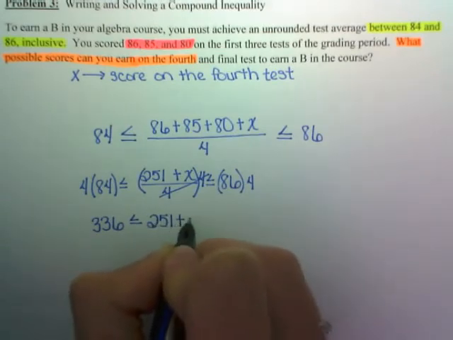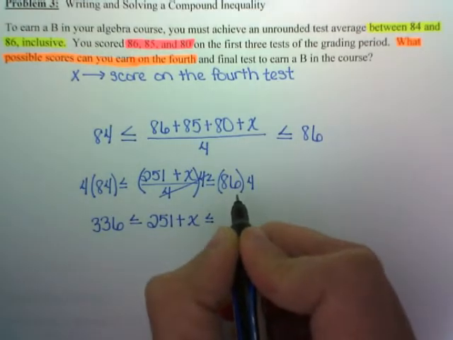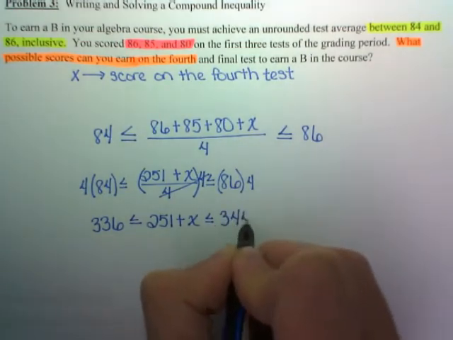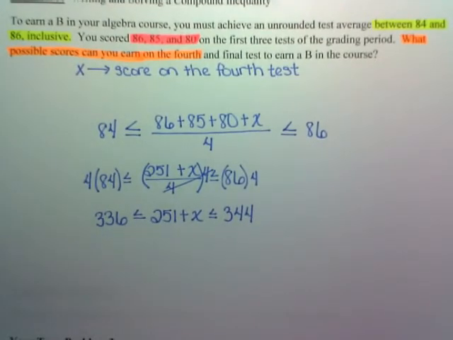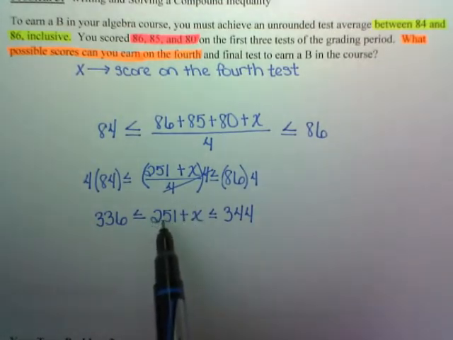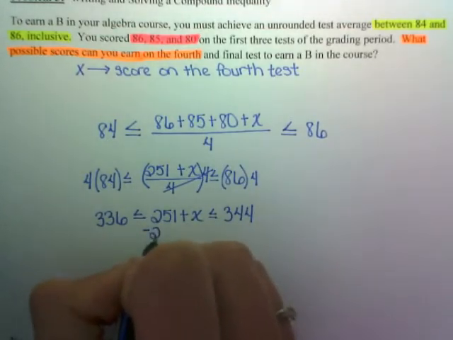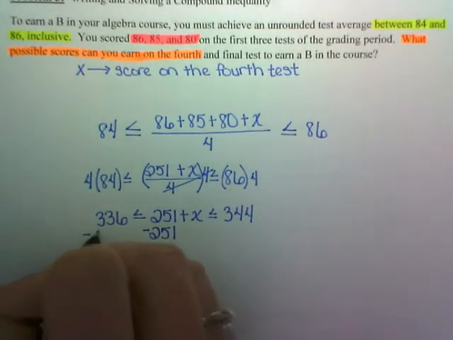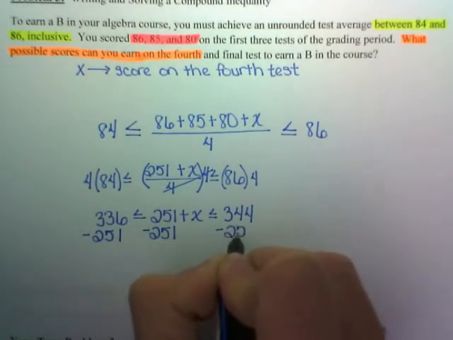251 plus x less than or equal to, and now I need to multiply 86 times 4, and that gives me 344. And notice that this number is still bigger than this number. Okay, we're still keeping everything balanced. Alright, so 251 plus x. I have a positive 251 in the middle with my x, so the inverse would be to subtract 251. So if I subtract 251 from the middle, I have to subtract 251 from either side.